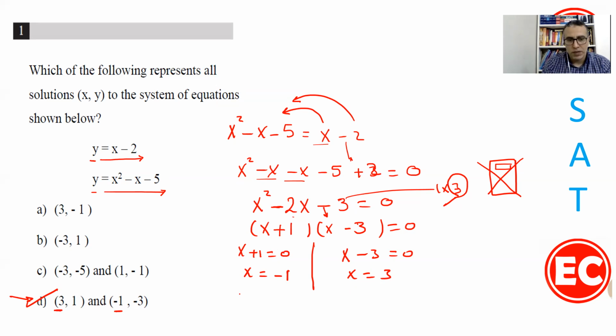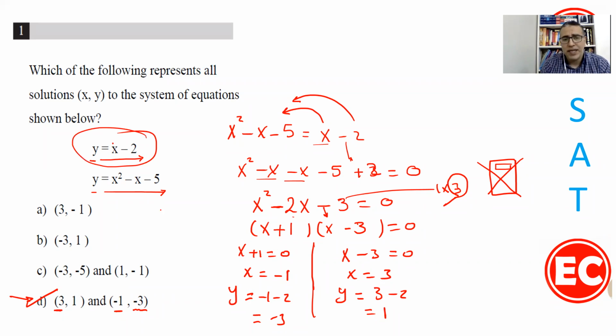But if you wanted to make sure that the right answer is D, you can replace y. Replacing x with negative 1, negative 1 minus 2 is negative 3. So it's negative 1 with negative 3, as we can see. And y is equal to x, which is 3 minus 2, which is equal to 1. Mr. Hisham, why did you choose to replace the answer of x in the first equation? Because it's much easier than replacing x in the quadratic equation.